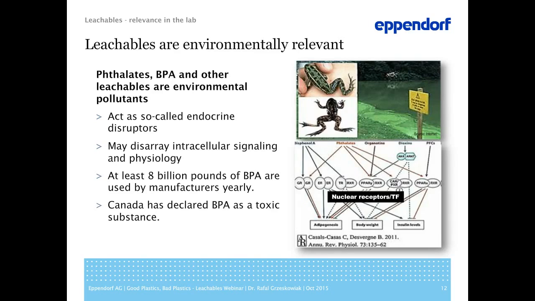And the scale of the problem is indeed immense. For instance, at least 8 billion pounds of BPA is used in industry per year and partially released into the natural environment. And of course, as a reaction to this, several countries started monitoring phthalate and BPA contents in various products, and Canada, as the first country, actually declared BPA a toxic substance.